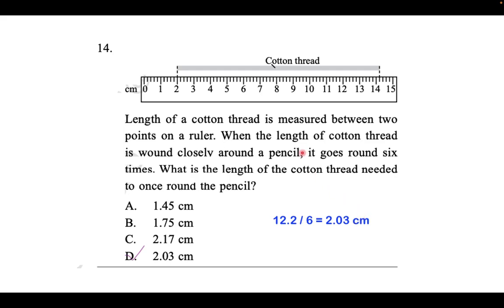Find the length of the cotton thread. Here the length of the cotton thread will be 12.2, as 14.2 minus 2 will give us 12.2. As the cotton thread is wrapped around the pencil 6 times, we have to divide it by 6. We'll get 2.03 as the answer.